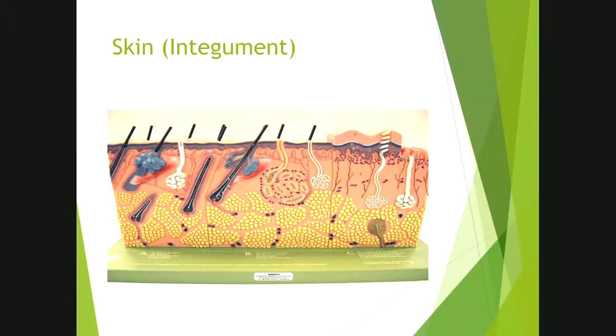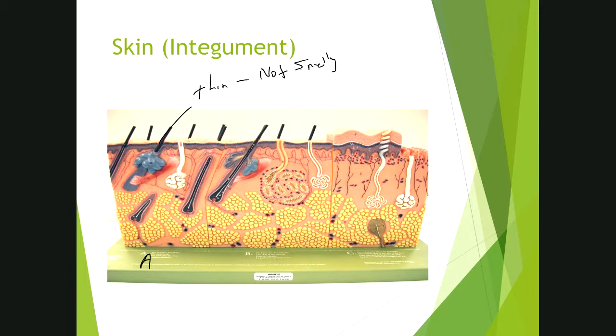So again, A is thin skin, and it's not smelly. So this is skin on your arms, your back, the abdomen, places like that.